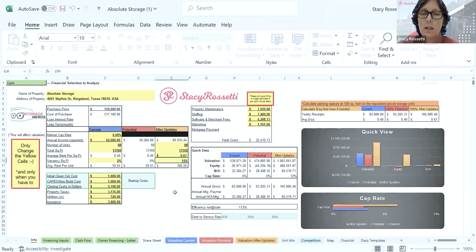A smaller facility, you can maybe hit 8 or 10%. And then bigger facilities, your vacancy is going to go down. So you want to run your numbers at a different percentage. The one thing I wanted to show you is this after update section. After updates for us really just means opportunity.